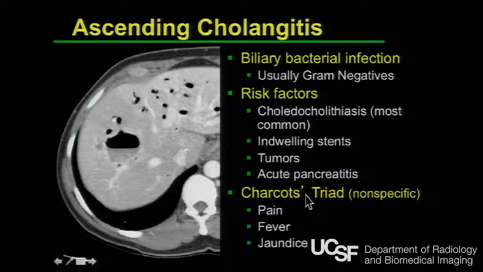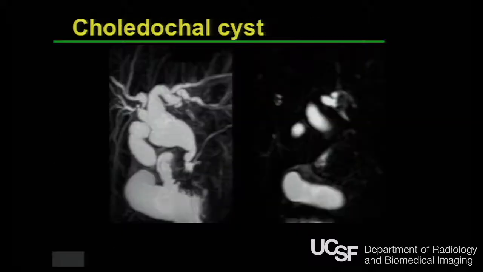We cannot make a definitive diagnosis on cross-sectional imaging. Maybe you can see some mild enhancement of the biliary wall. But Charcot's triad, the clinical findings of pain, fever, and jaundice, especially right upper quadrant pain, helps make the diagnosis of cholangitis. So whenever we suspect cholangitis, we always correlate with clinical features.